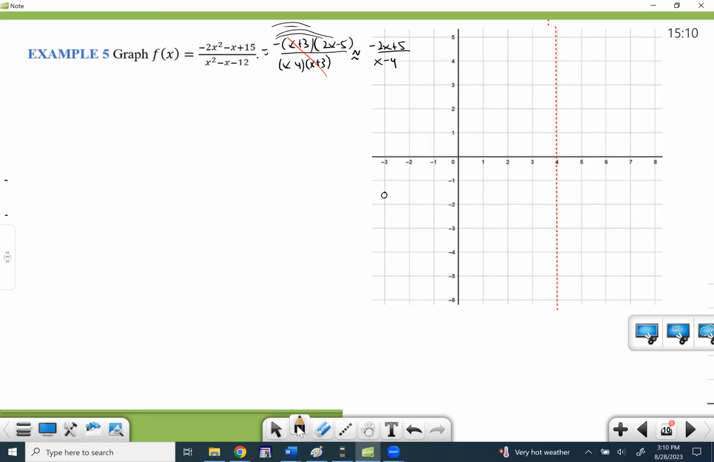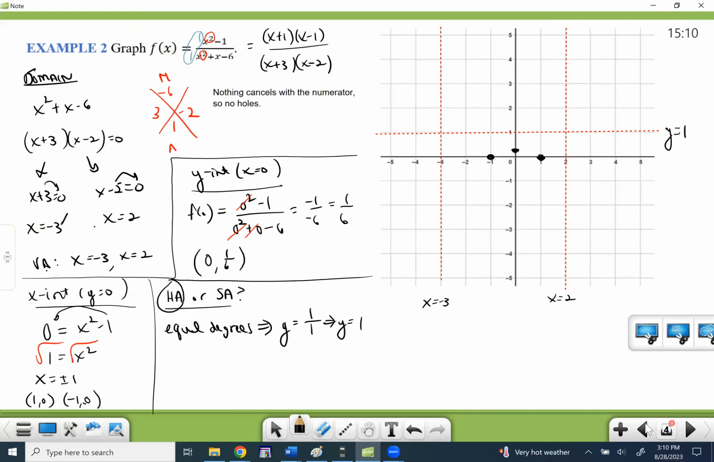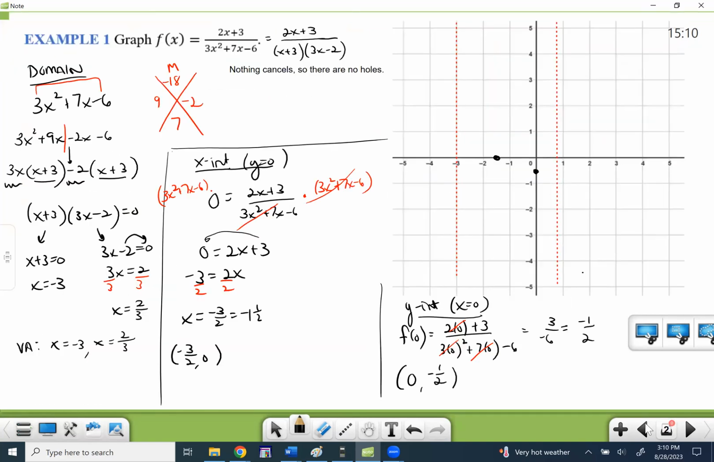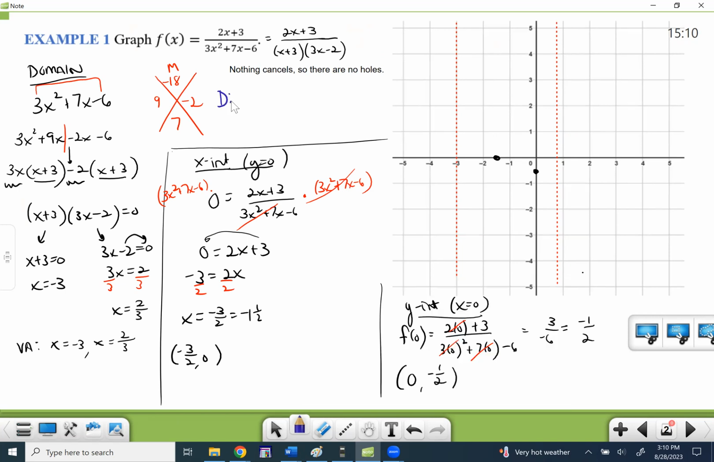We got the domain. I haven't been writing the domain. Let's take a moment to do that in case that's a question on your homework, right? Once you find out where the holes and the vertical asymptotes are, then you have to exclude those. So like we said, negative 3 and 2/3 were excluded on this one. So you would go negative infinity all the way to negative 3, union negative 3 all the way to 2/3, union 2/3 all the way to infinity.